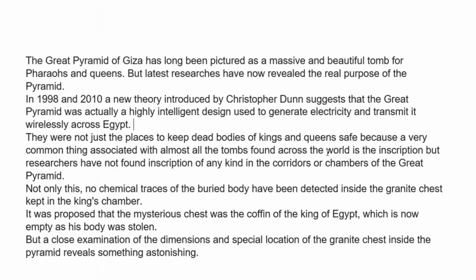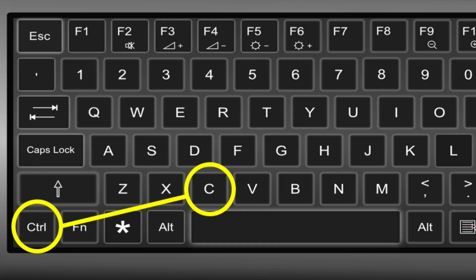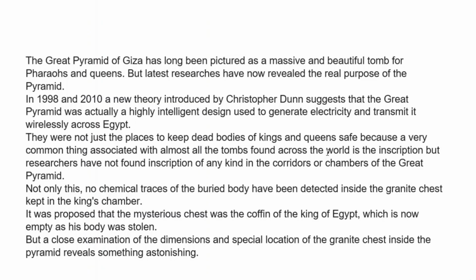The next shortcut key is Ctrl+C. Ctrl+C is used to copy the selected part. For this, I can copy any part of this text. So first I need to select some part of this text and use Ctrl+C. This part of the text has been copied to the clipboard and I can paste it anywhere.